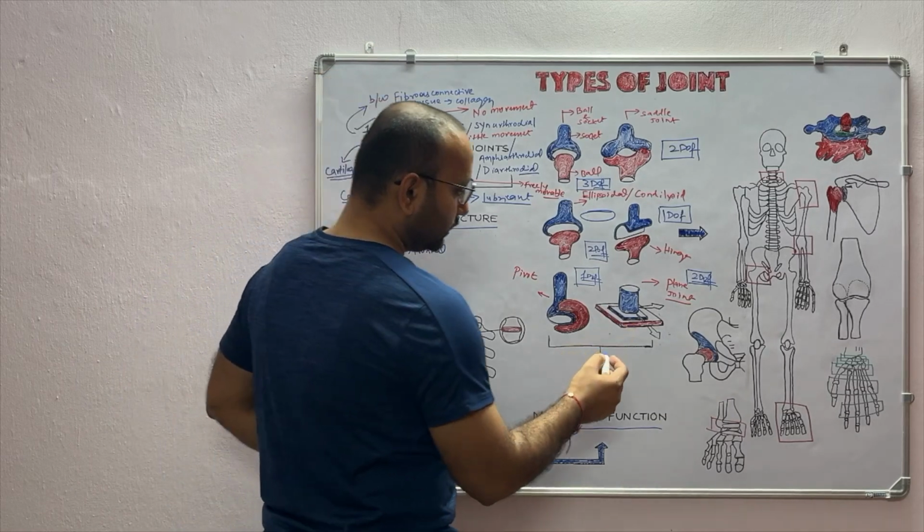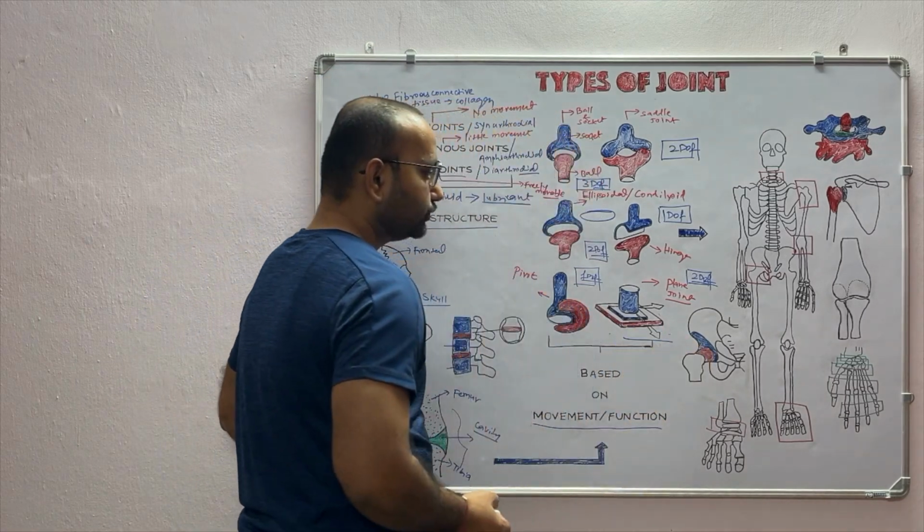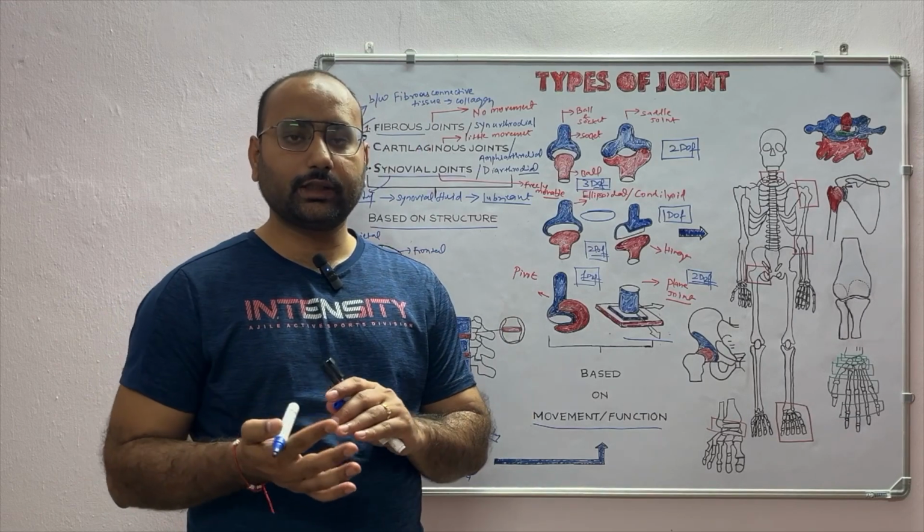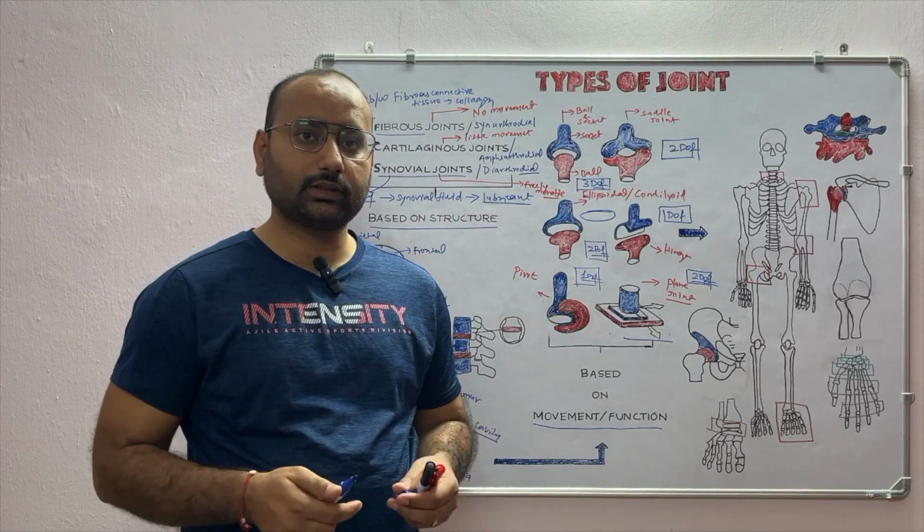Now coming to the last joint, which is a plane joint. So in the plane joint you have bones which have a flat kind of structure.